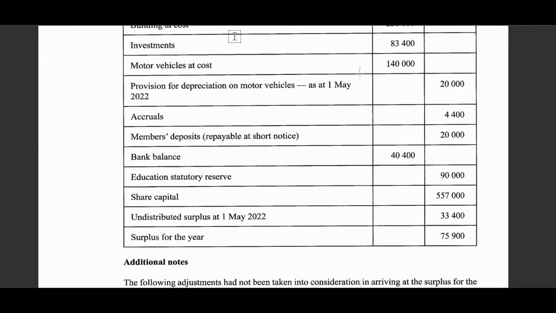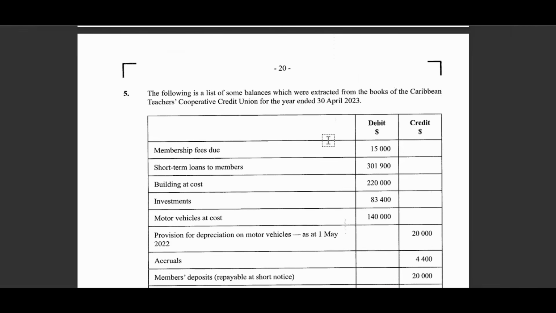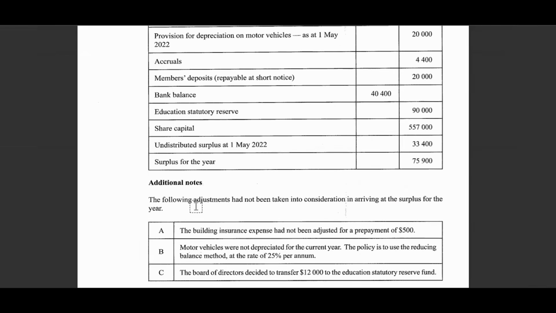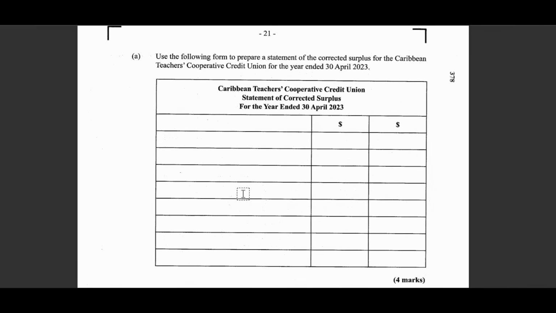So after reading through your details, trial balance given, you have a bunch of information and data to use. So that's not bad at all. Looks pretty good. Next step first is to have a look at some adjustments. The following adjustments have not yet been taken into consideration when arriving at a surplus for the year. We had to now put together, for part A, a statement of corrected surplus. So guys, let's put together a statement of corrected surplus. So let's see how this goes down.